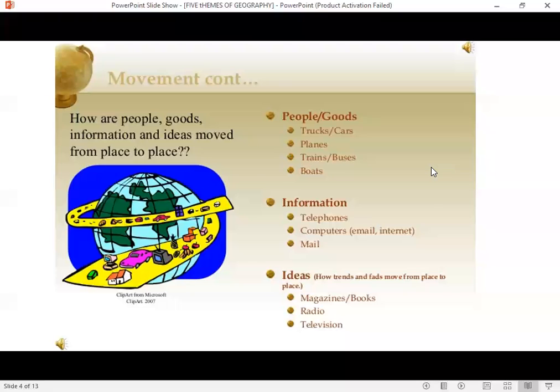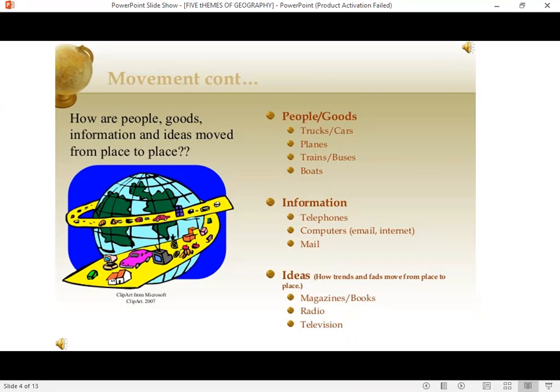And you will say, for example, people move by trucks, trains, or cars. Or you pick information and you say it moves by telephones, emails, or actual mails, or postal service. Clear? Okay. So these are the three categories of the things that are being moved from one place to the other.